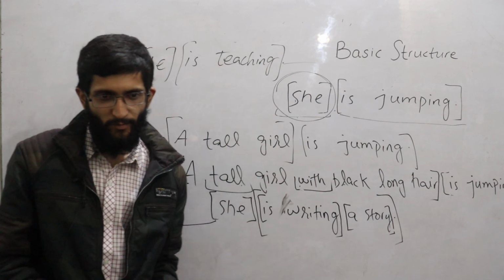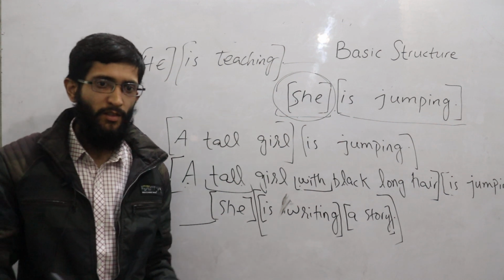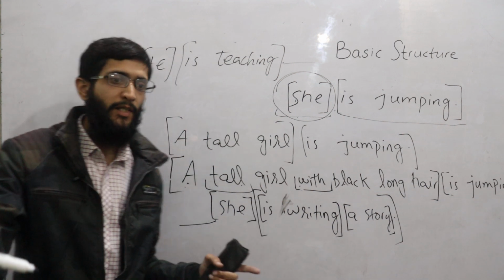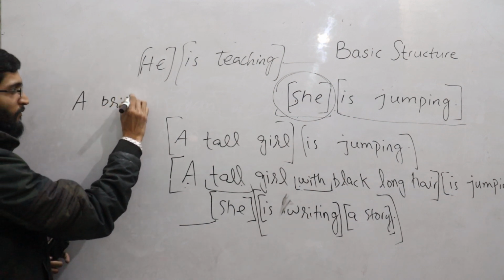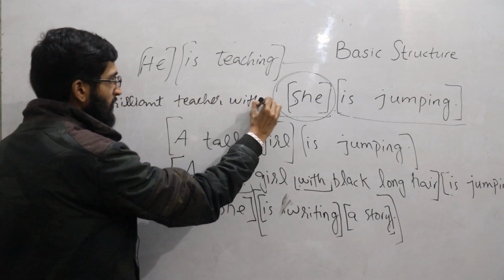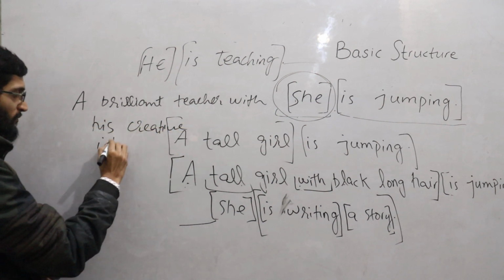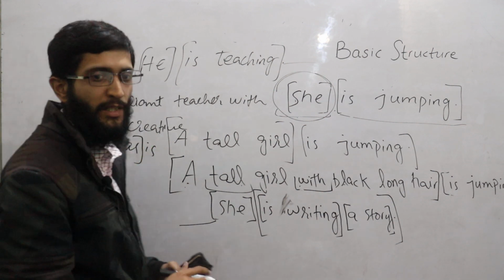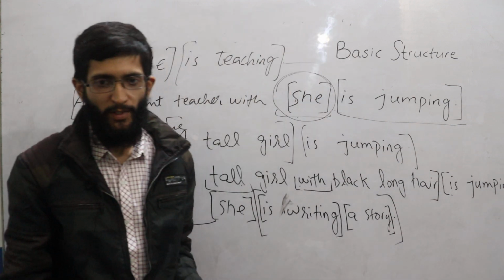Teaching what? Teaching a difficult subject English. Okay, that is actually a noun phrase. Object, maybe, with his creativity. With his creativity. Yes, maybe. A brilliant teacher with his creative ideas is teaching. Look, a brilliant teacher with his creative ideas is teaching English. So that's a wonderful sentence, by the way.